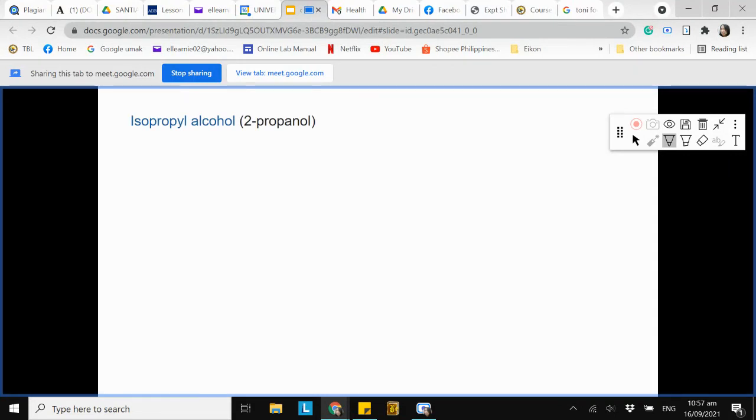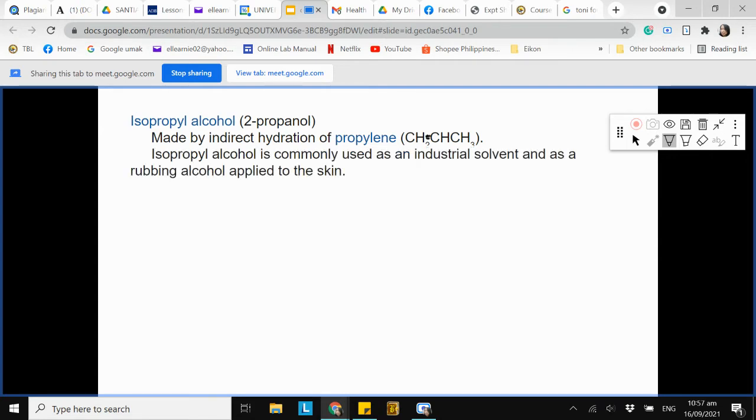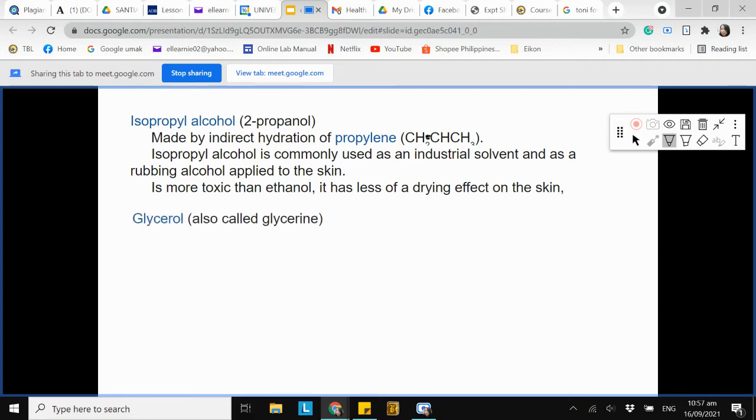Then you have isopropyl alcohol, from 2-propanol. Isopropyl alcohol is produced via the hydration of propylene, so there should actually be a double bond here. It is commonly used as an industrial solvent and also as a disinfectant. It is more toxic than ethanol, but it has a less drying effect on the skin. Actually, guys, that's true. Alcohol always dries the skin, so you'll notice your skin is a bit dry. Use a little oil to bring back the natural moisture.